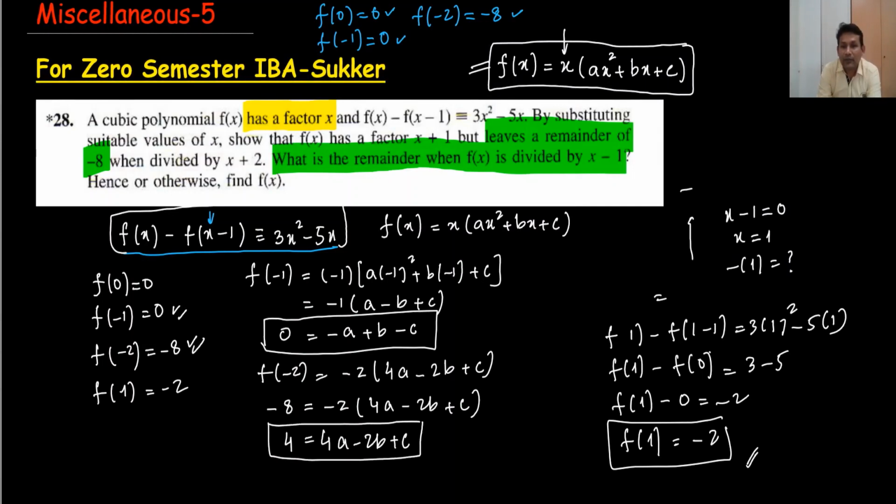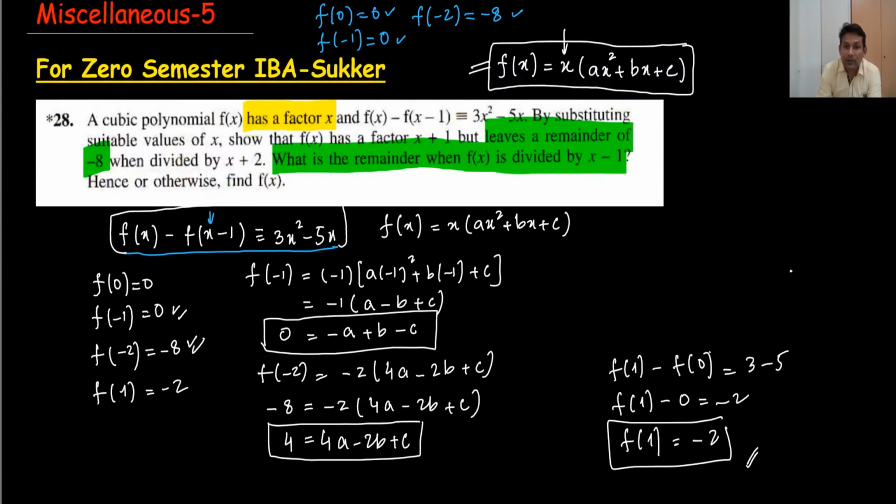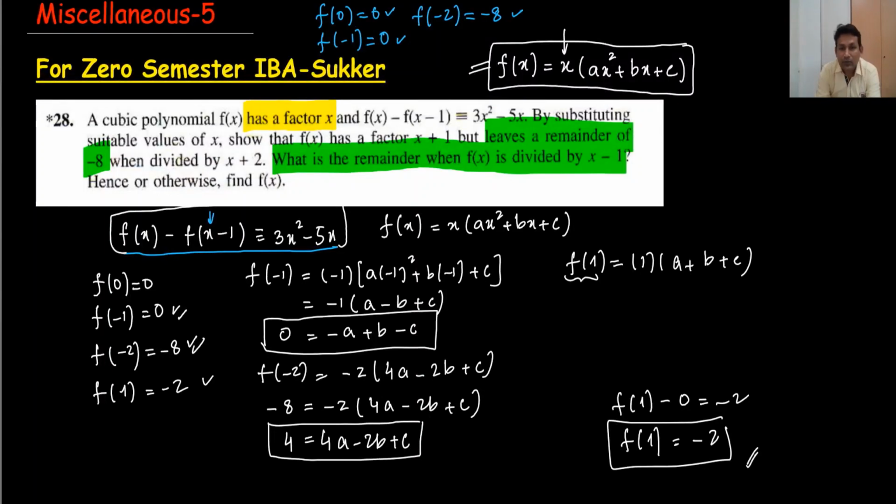Now moving to equation number 3, because we have to do a simultaneous equation, and 3 equations are also possible in simultaneous equations. So 3 variables and 3 equations. I will use f of 1. When I substitute 1 in this equation, 1 squared is 1a, plus b times 1, and c. And f of 1 equals -2. So -2 equals a plus b plus c. And this is the third equation.